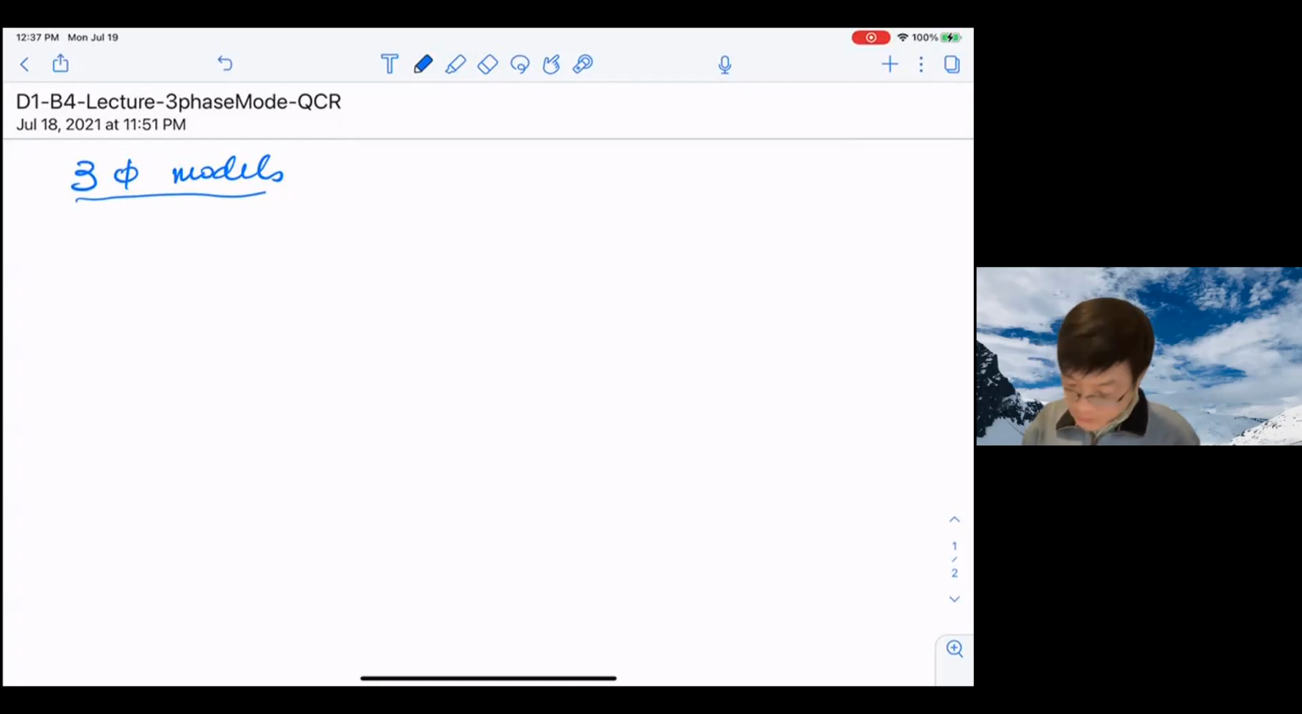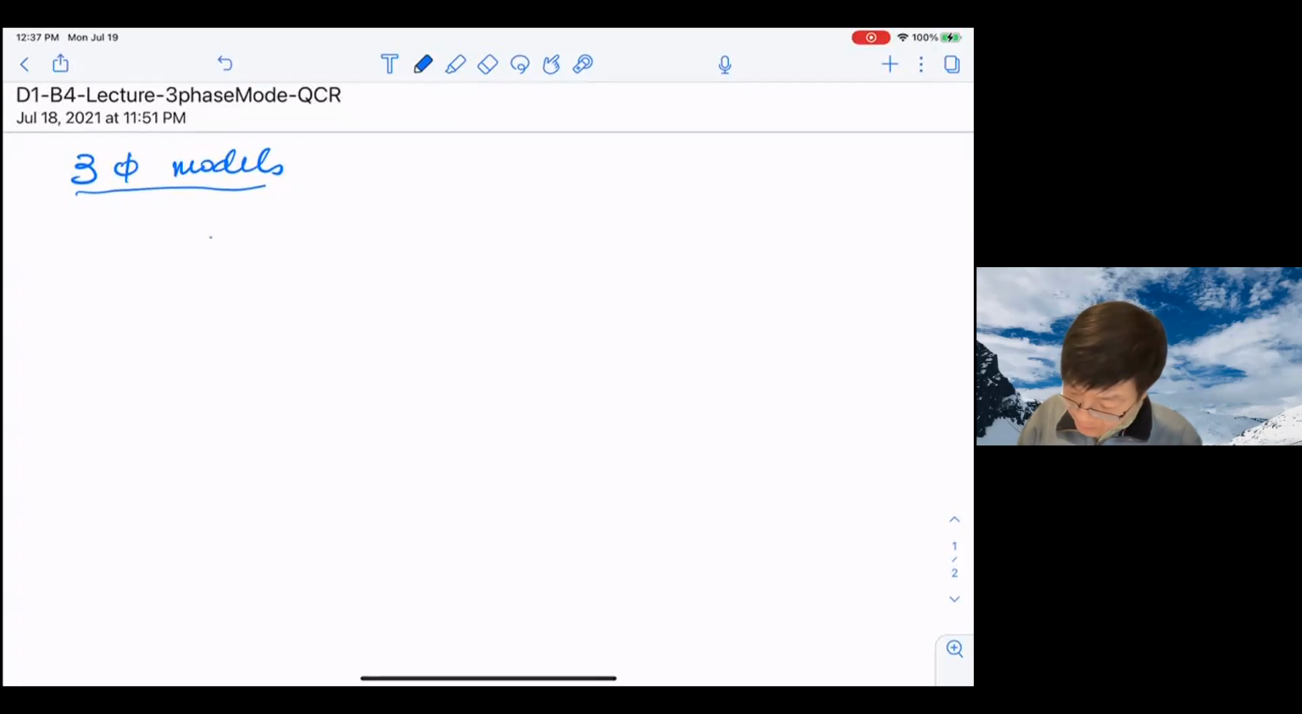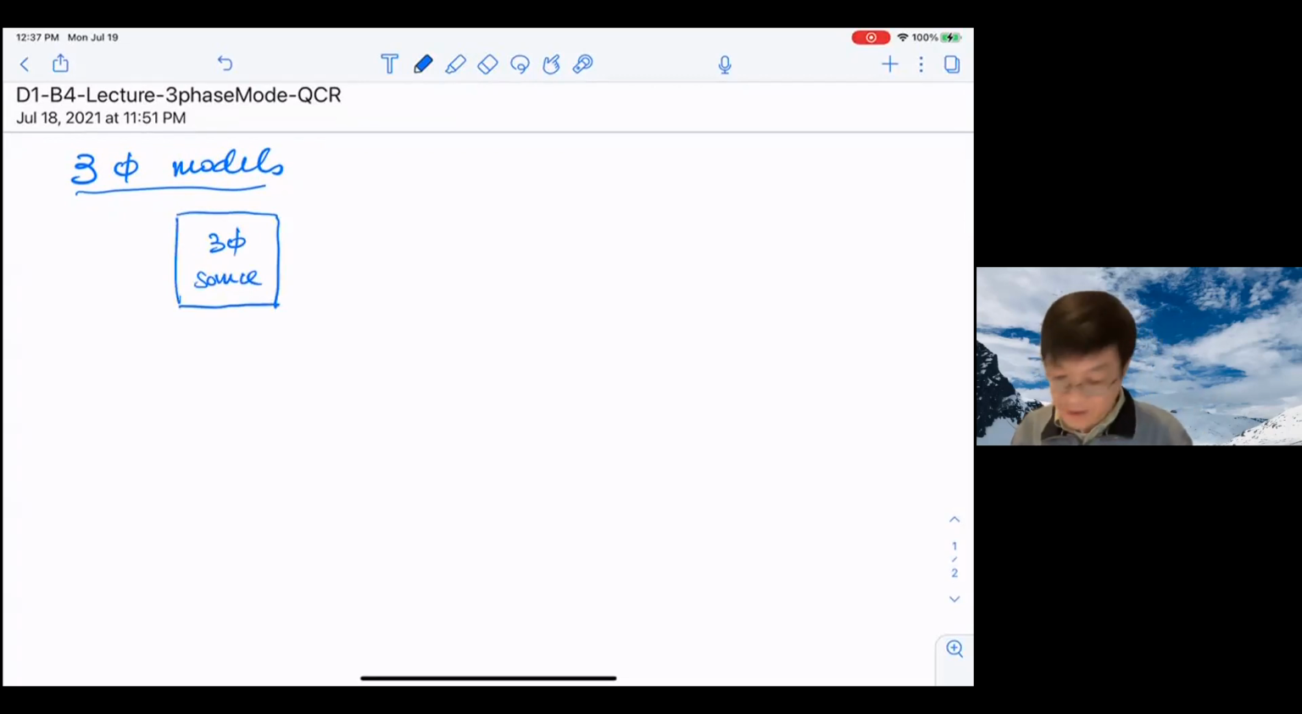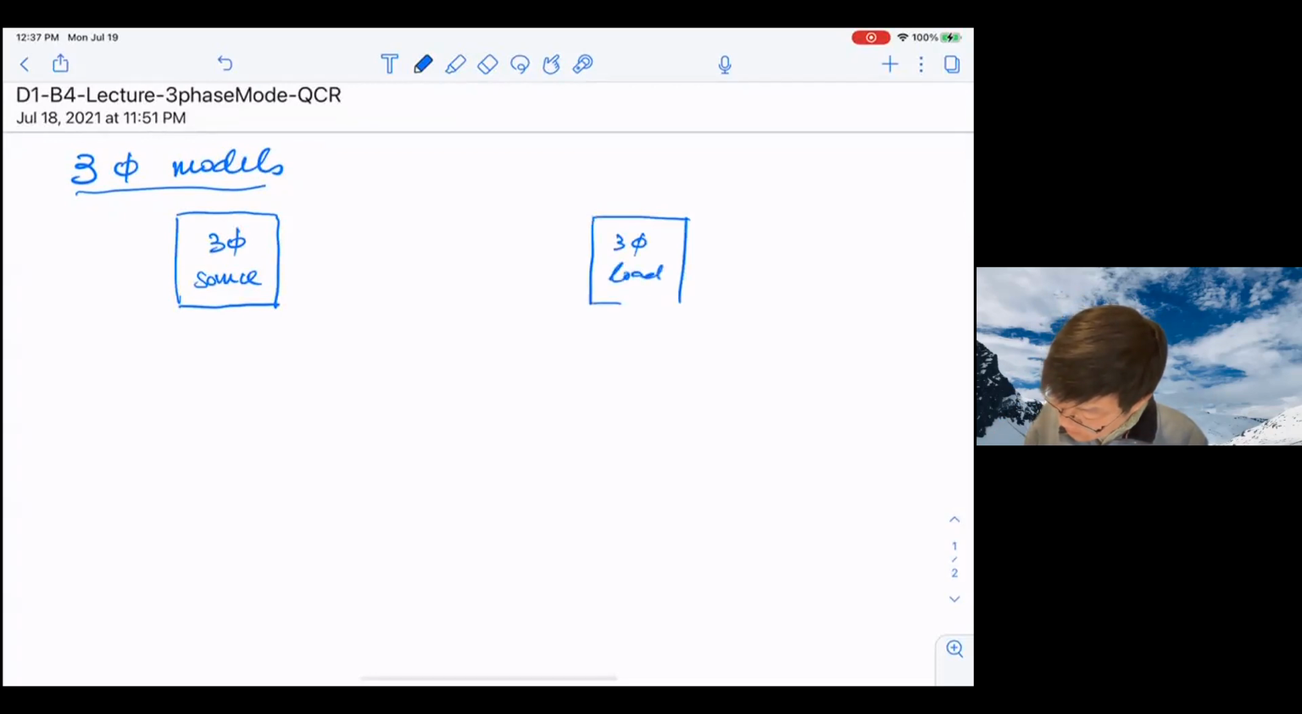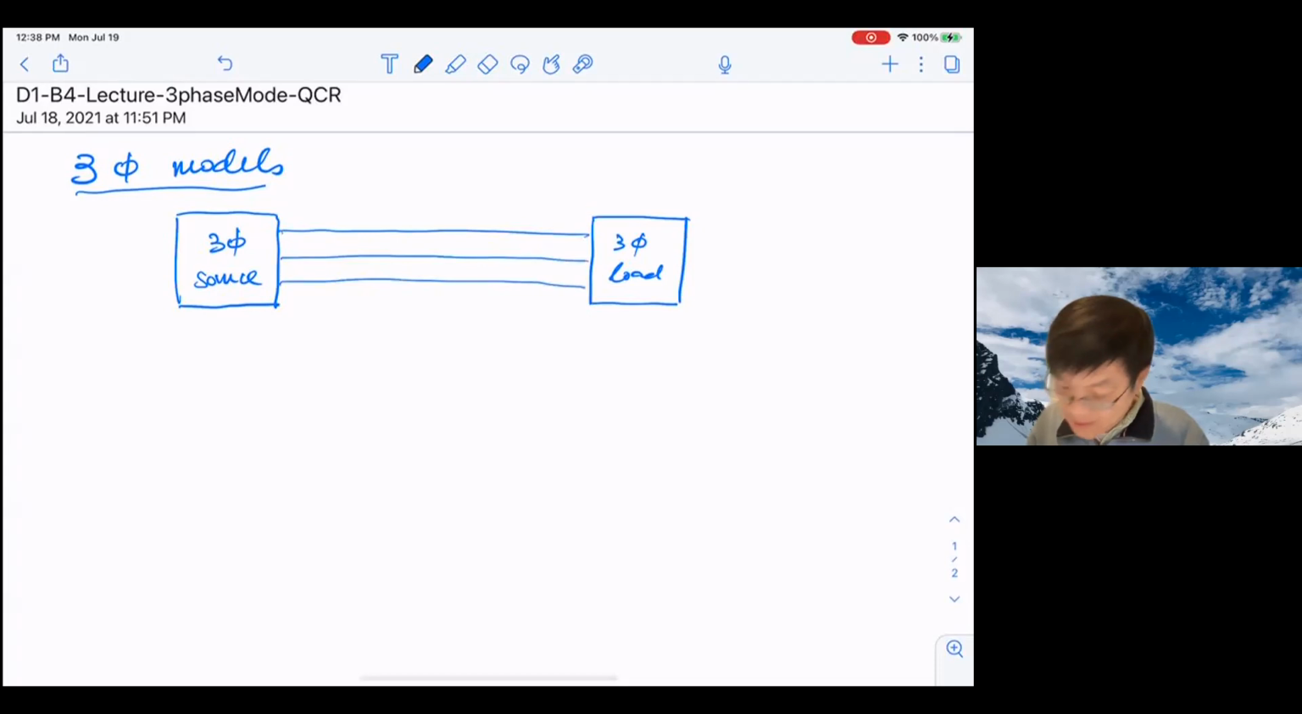A simple model looks something like this. You have a three-phase source, which typically is a four-wire device. And so you have three phases. And then you have a three-phase load. So this is a simple model, at least a conceptual model to keep in mind. And the source is connected to the load by three lines, A, B, and C, phases A, B, C.